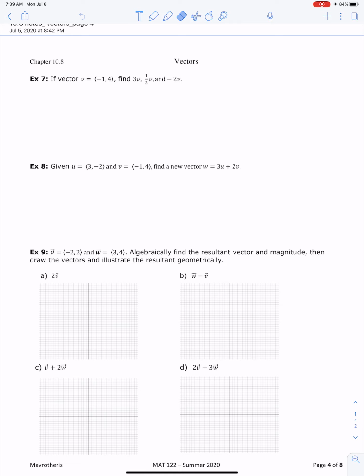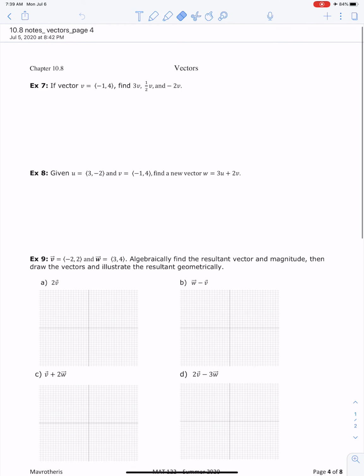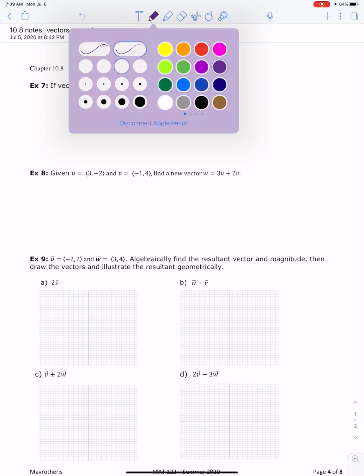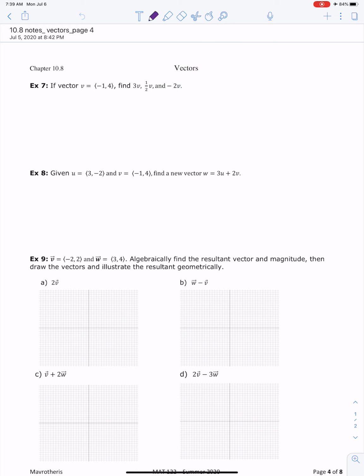So the 10.8 notes, vectors, page 4. And so this page is entirely examples. At the top, examples 7 and 8 are completely algebraic. And then at the bottom, example 9, we're going to tie the algebra to the geometry of the vectors. So let us start. Example 7, vector v is negative 1, 4.